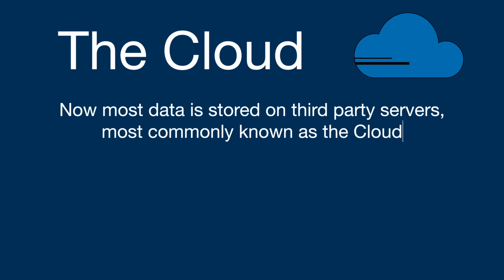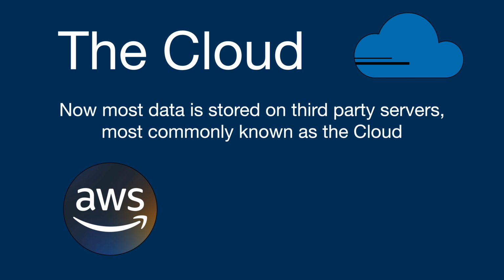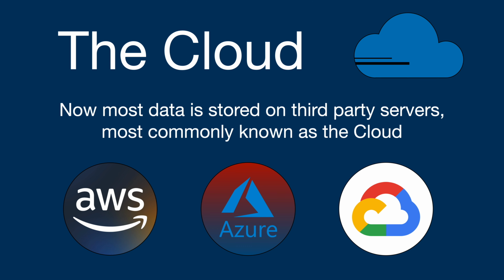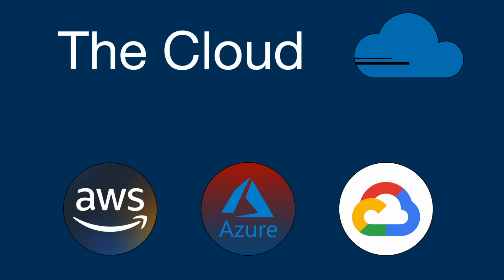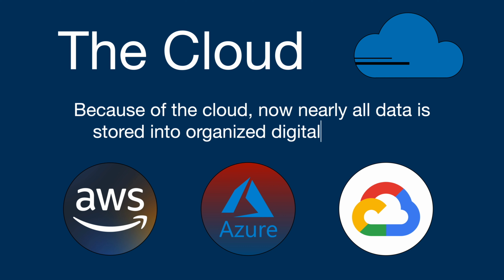The cloud is really just the ability to host data on a third party. So now pretty much all data is stored on third-party servers, which is commonly known as the cloud. AWS, Amazon Web Services, is the biggest one. Microsoft Azure is another really big one, and Google Cloud is another really big player in this field. Most companies now host their data on these companies' servers. So the cloud is just a third-party server that hosts your data. And because of the cloud, nearly all data is now stored and organized into digital databases, and this is huge.